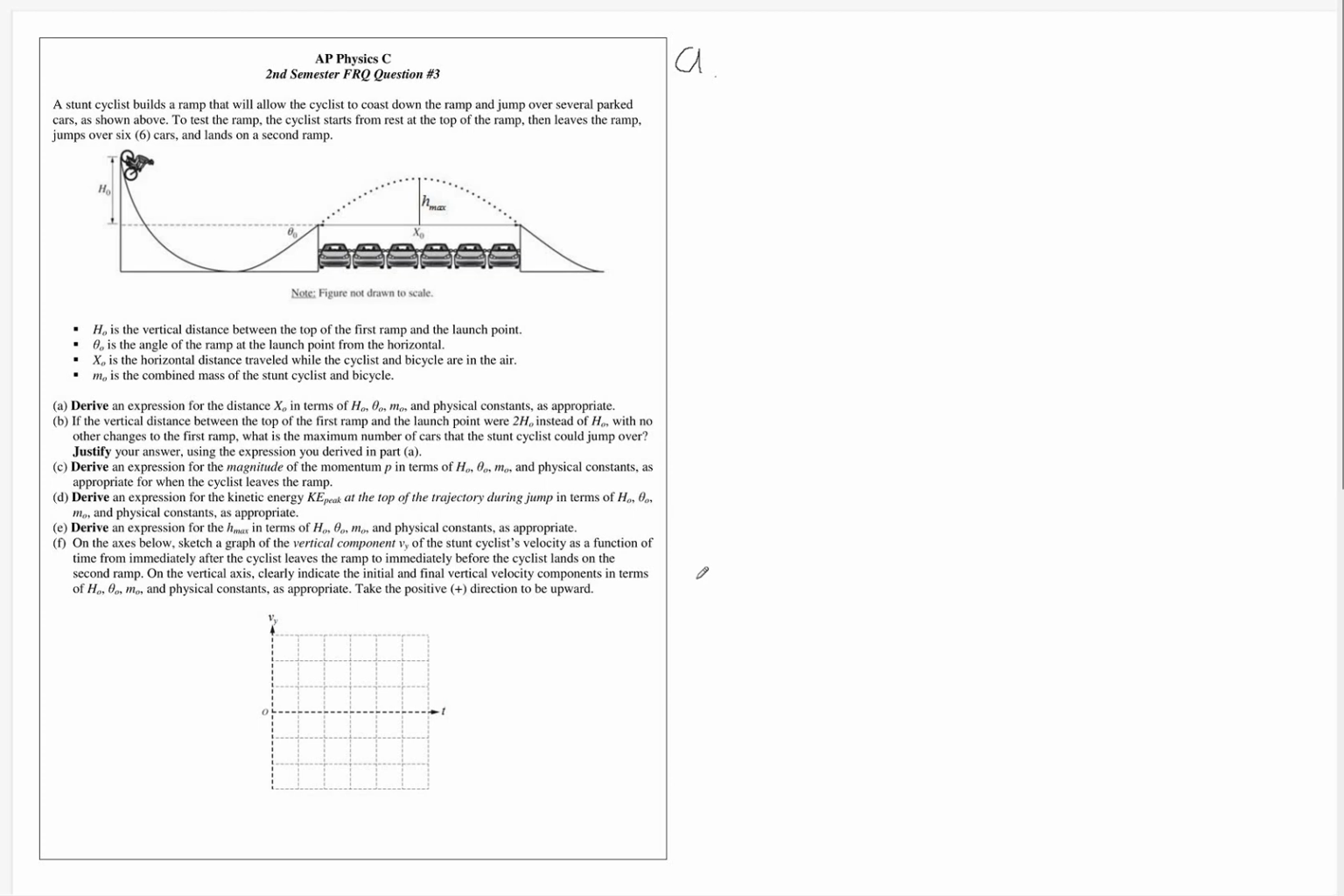Alright, so part A asks, derive an expression for the distance x in terms of h, theta, and m, and physical constraints as appropriate. So first we can start off with the range formula, which gives us the distance it travels horizontally, which is x. So x is equal to vi squared sine 2 theta over g. Then we have vi squared, but we can use conservation of energy to figure out vi squared.